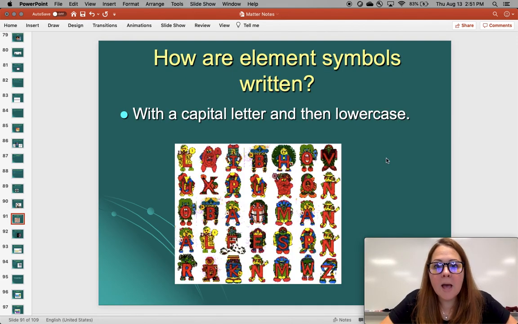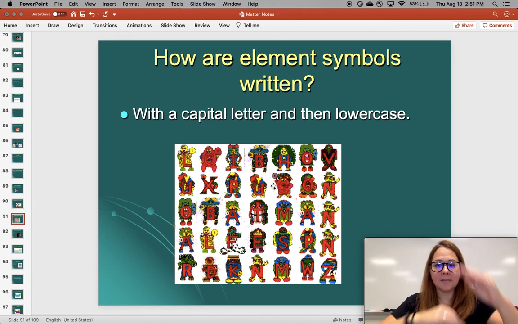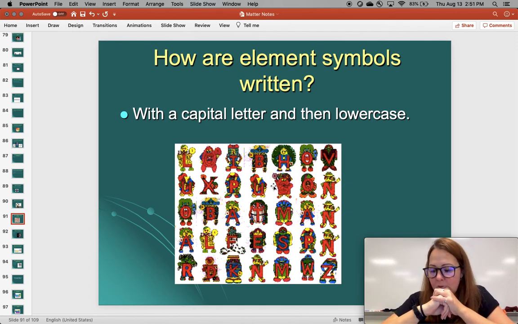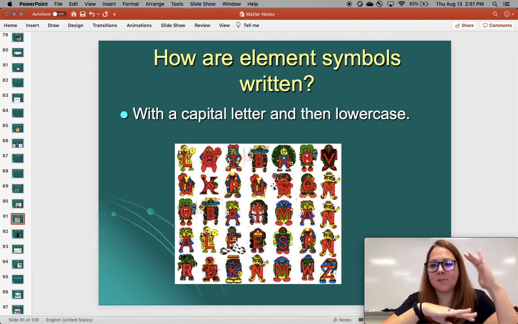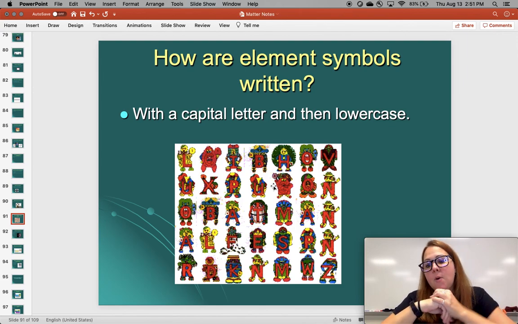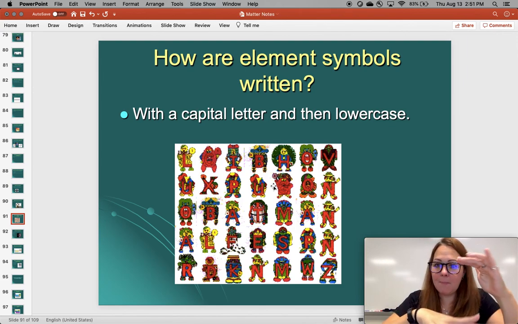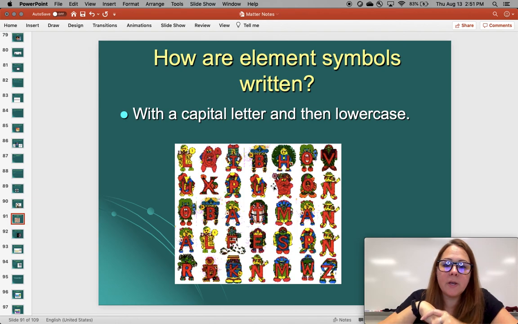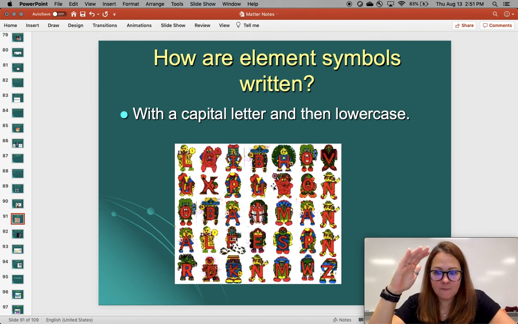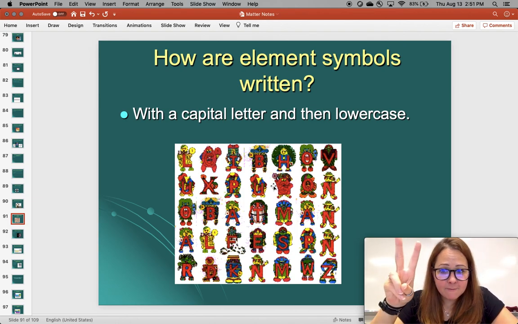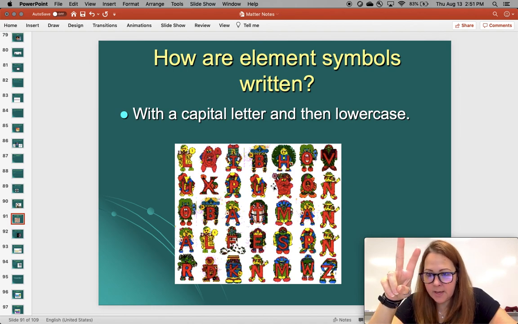Let's see, your elements, when you write them, it always has a capital letter first and then a lowercase letter. So, for example, if you have hydrogen, you would always write that as capital H. If you have phosphorus, phosphorus is capital P. If you have potassium, that's capital K. So when you're looking at your elements, it's always a capital letter first. You might have two letters. You never have more than that.